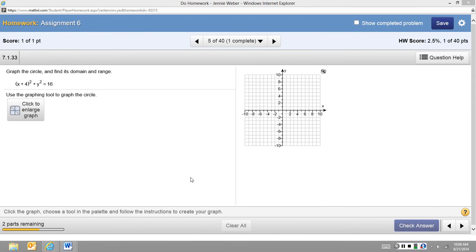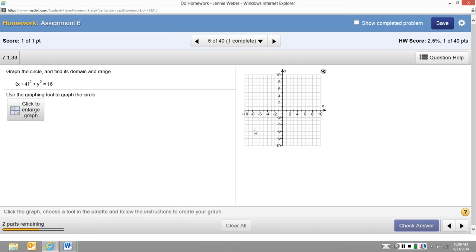Now, to graph a circle, you start with the center. And the center is always, you look at what is with the x and the y. And if it wasn't in this form, x squared plus y squared equals a constant, you would have to rearrange it to that form. So our center of the circle is the opposite of this. So our x coordinate is -4. Since there's nothing with y, that means it's 0. So our center is (-4, 0).